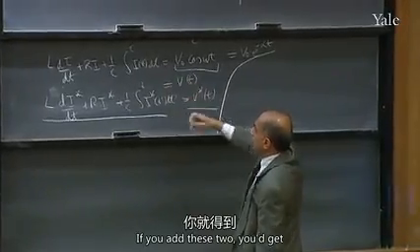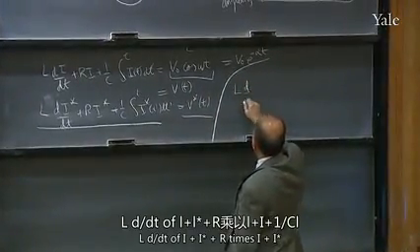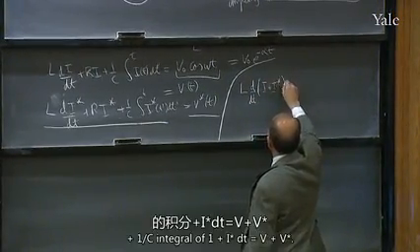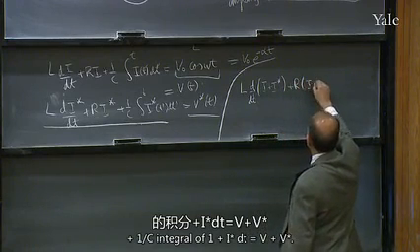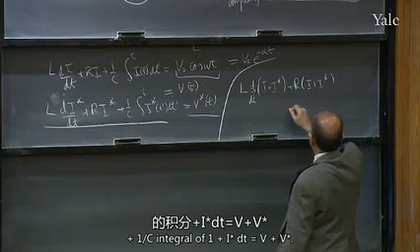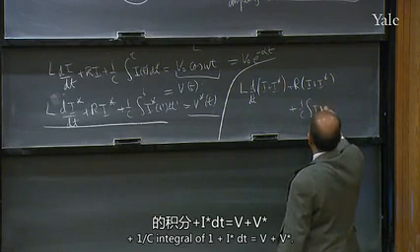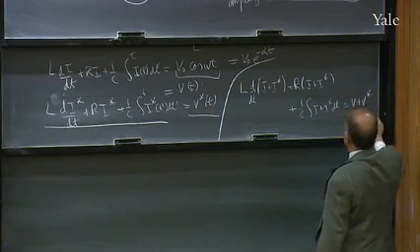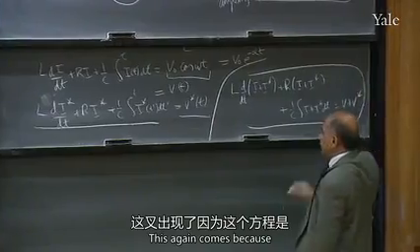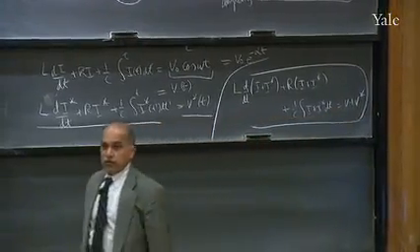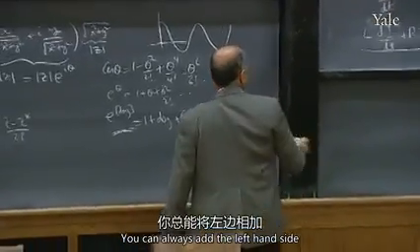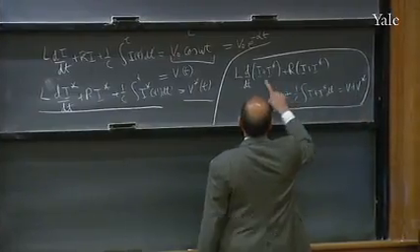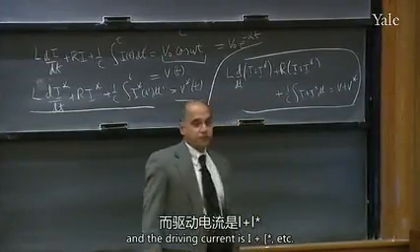If you add these two, you get L d by dt of I plus I star plus R times I plus I star plus 1 over C integral of I plus I star dt is equal to V plus V star. This again comes because the equation is a linear equation. You can always add the left-hand side and the right-hand side to get another problem where the driving voltage is V plus V star and the driving current is I plus I star, etc.